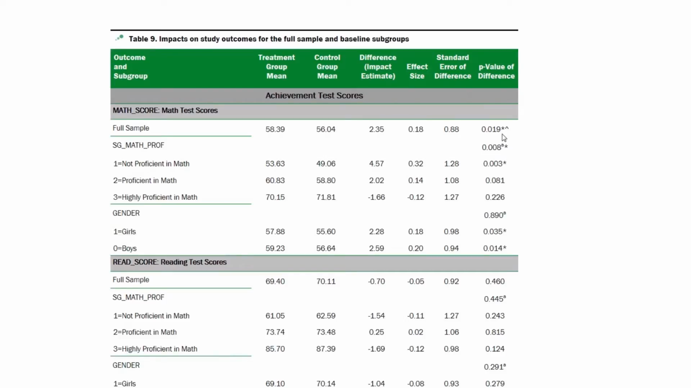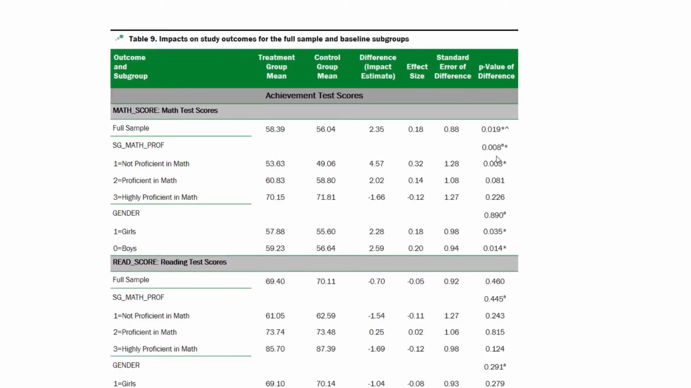The caret next to the star indicates that the impact remains statistically significant after applying a correction for multiple hypothesis testing across the two test score outcomes that can lead to spurious positive impact findings. Now let's look at this 0.008 p-value in the row with the SG Math Prof subgroup. This p-value shows that the difference in impacts between the math proficiency subgroups is statistically significant.